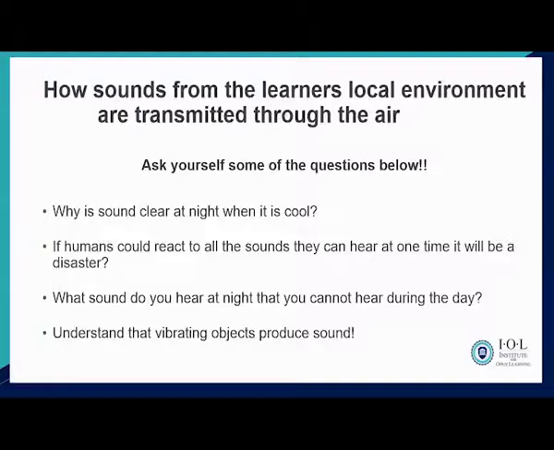The other one could be, what sound do you hear at night that you cannot hear during the day? Some of those are questions that you can ask yourself, and this is just to enable us to understand that vibrating objects produce sound. Normally, all vibrating objects do produce sound. So these are some of the questions that we may need to ask ourselves in order to find out how sound from the learner's local environment is transmitted through the air.